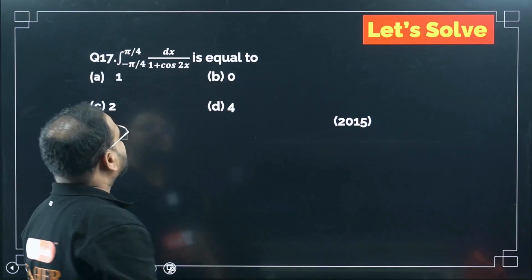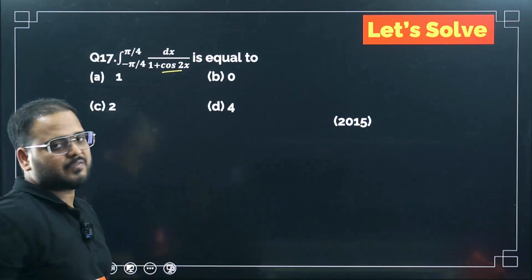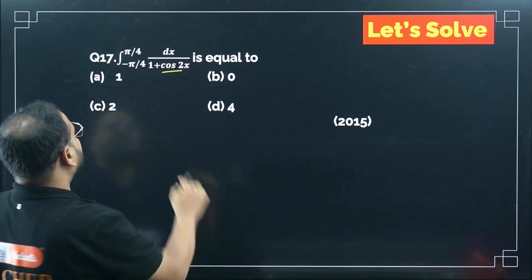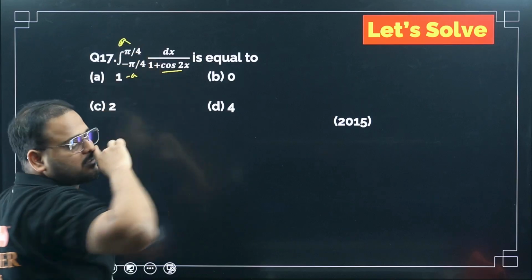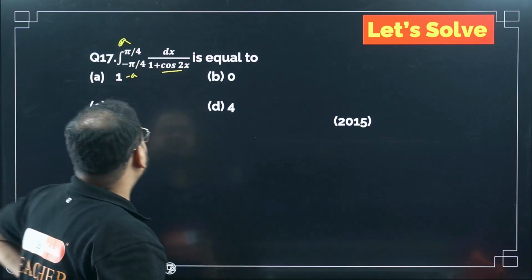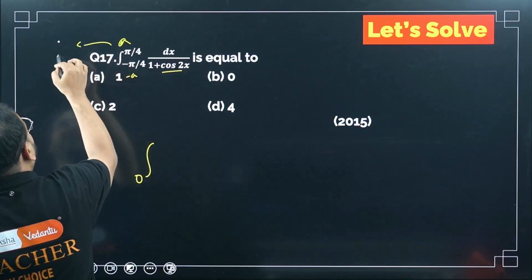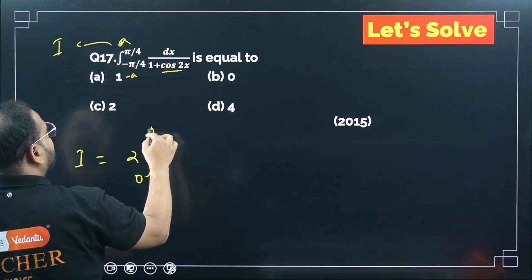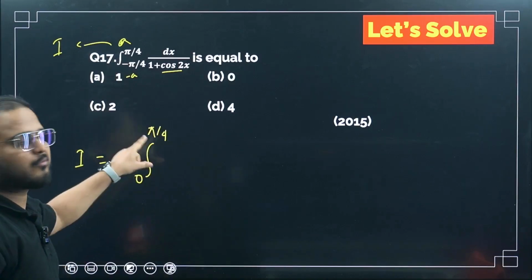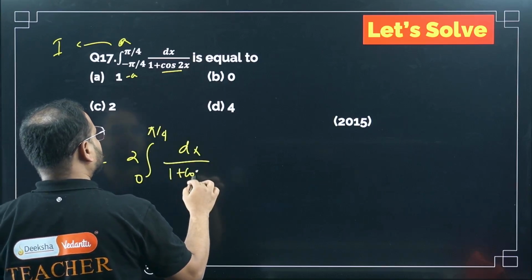17. Alright. Check here. Cos is an even function, right? So for an even function, what is the limit? Minus a to a. Whenever you have minus a to a, check for even and odd function. That's the property. So if you do that, you'll get an even function. So you're going to write I simply as 2 times the integral from 0 to pi by 4, 0 to a, dx upon the same thing, 1 plus cos 2x.